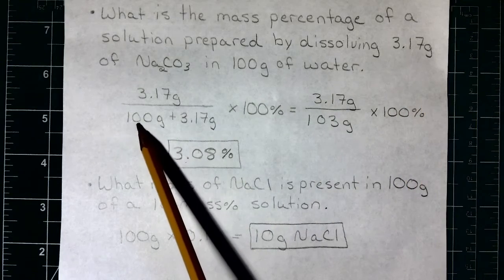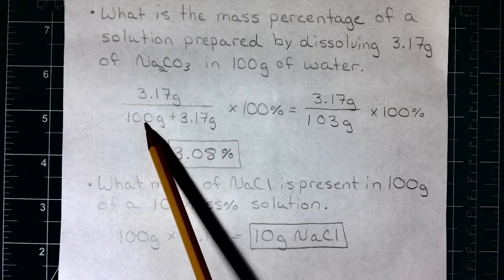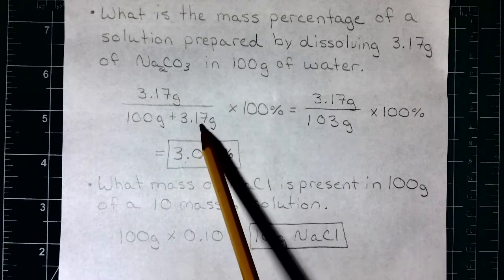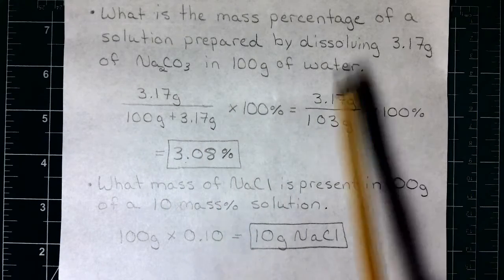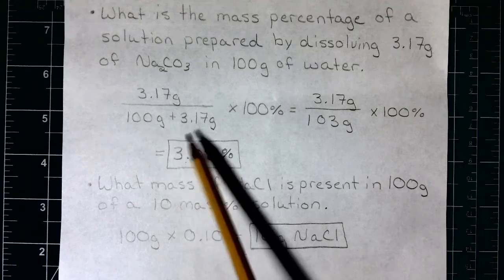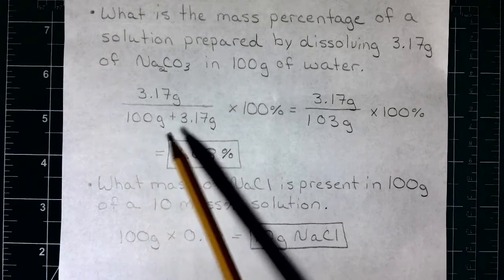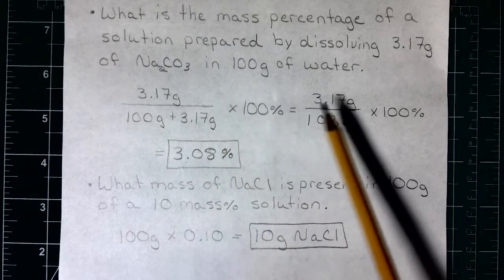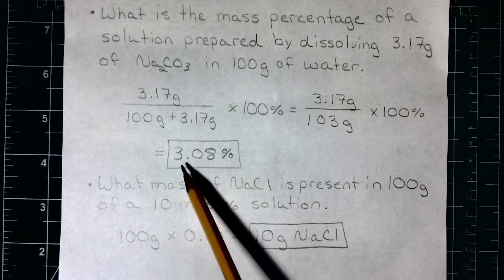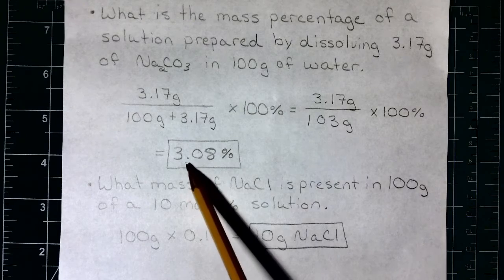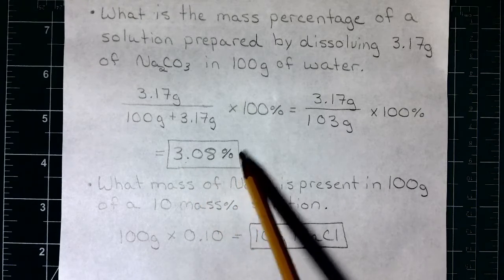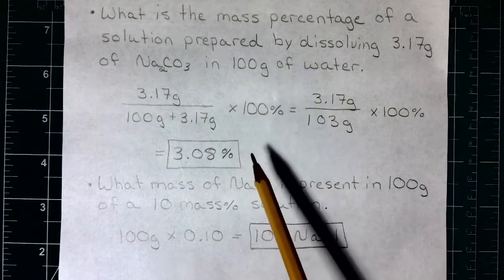and then we need to divide that by the sum of the mass of the solvent and the mass of the solute. Because we have mass conservation, this together will be the mass of the solution. We multiply that by 100% and do up our math, and we'll see that we get 3.08% sodium carbonate in water.